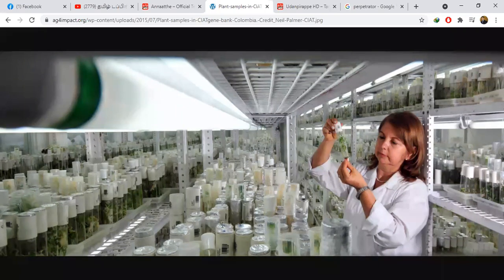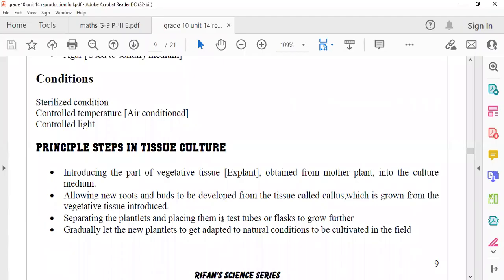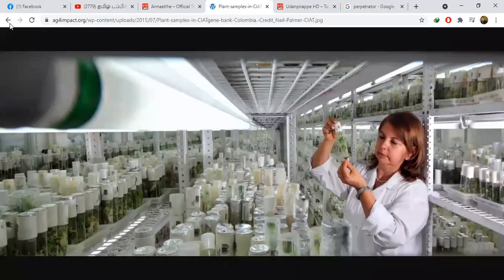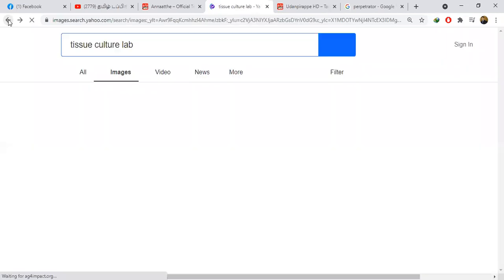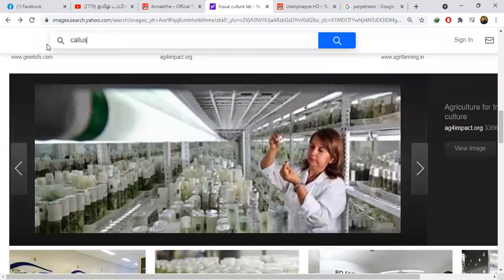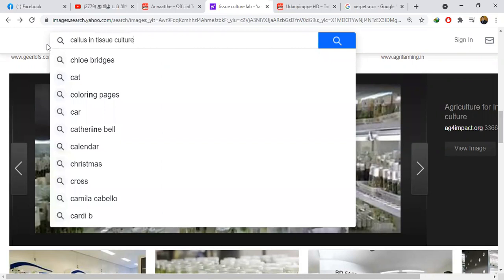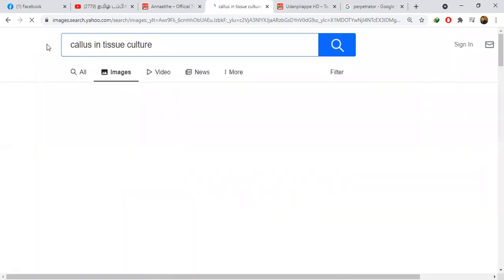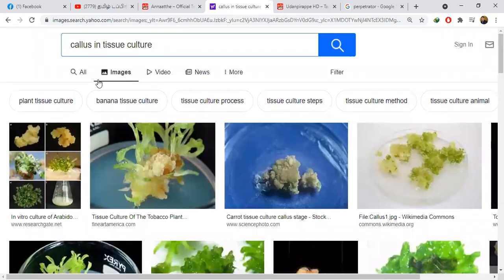Okay, and what are the principles? That is what I explained to you. I explained the diagrammatical steps, this is what we do, this is what we do. And I have used a word called callus. I want you to see the callus. Callus in tissue culture. I'm searching callus in tissue culture because there's a disease also called callus.